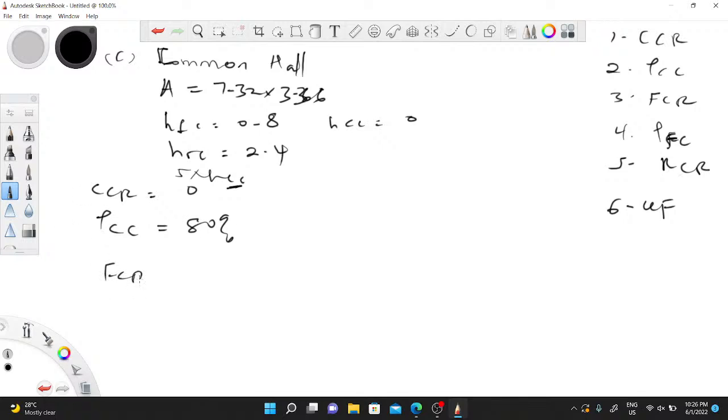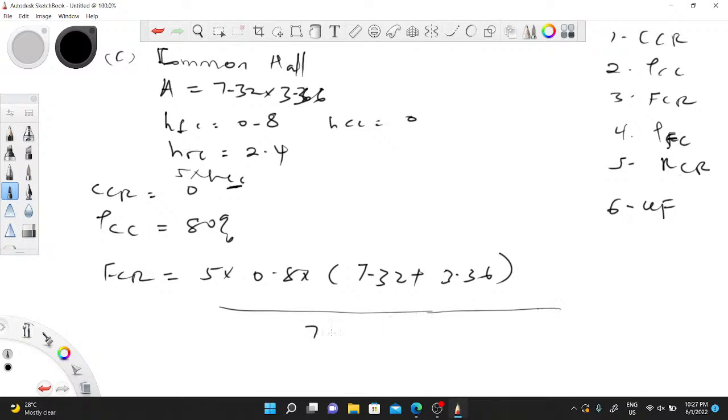Now we need to find FCR, which is 5 times floor cavity. So 0.8 times sum of areas over product of areas. So that will give us an FCR of 5.21.